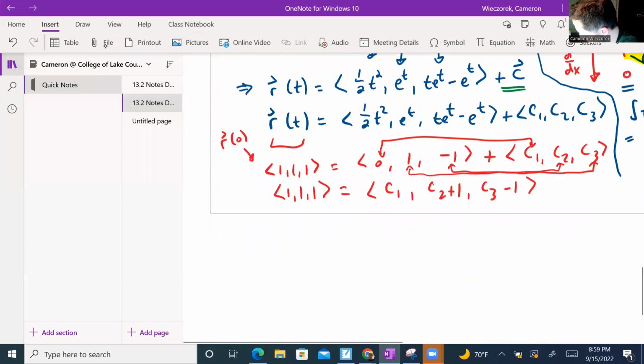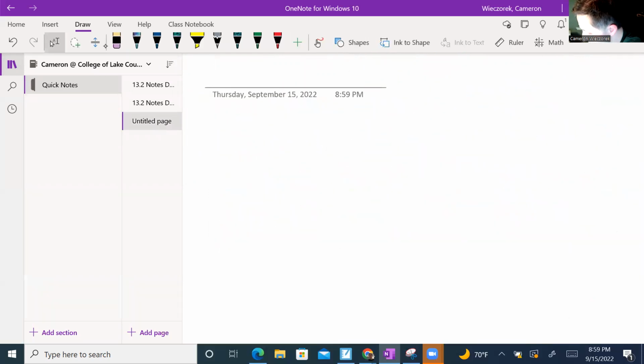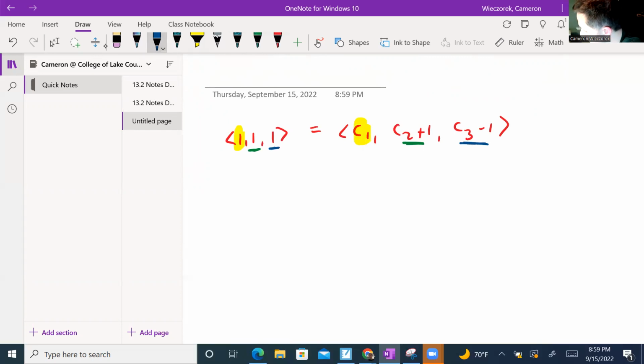Where were we? Okay, 1, 1, 1 equals, I'm going to write that line again so I have it. 1, 1, 1 equals C1, C2 plus 1, C3 minus 1. And then what's nice is we can equate the left and right hand sides. So C1 has to equal 1. C2 plus 1 has to equal 1. And C3 minus 1 has to equal 1.